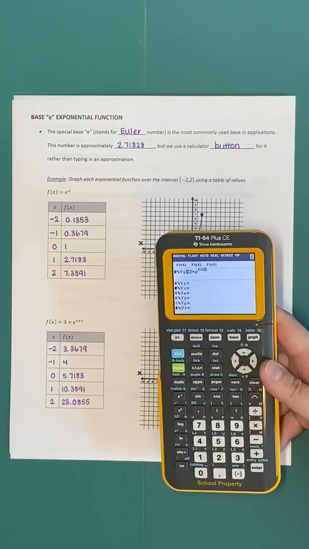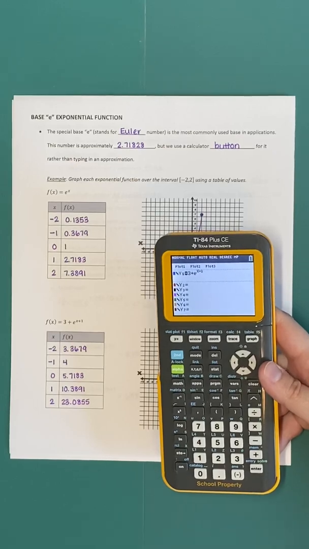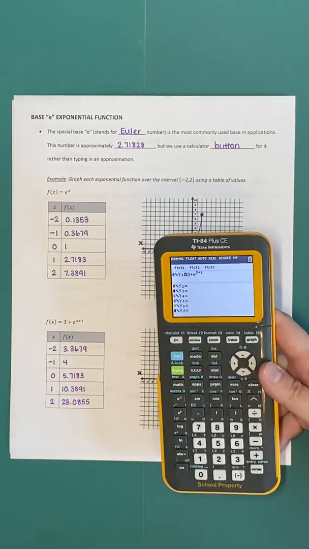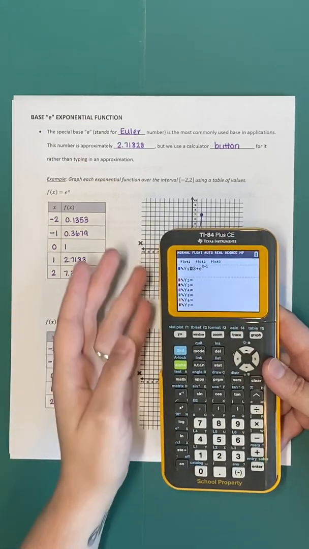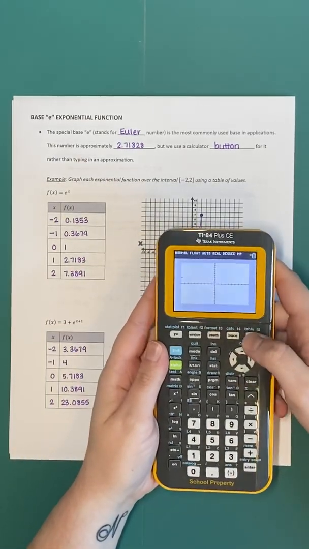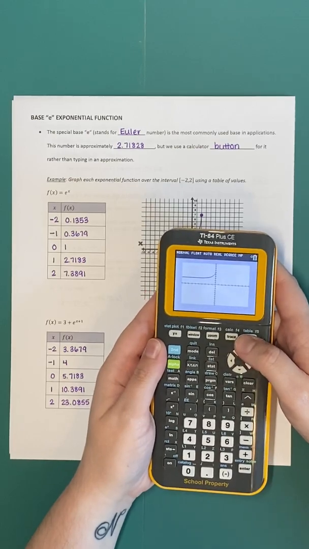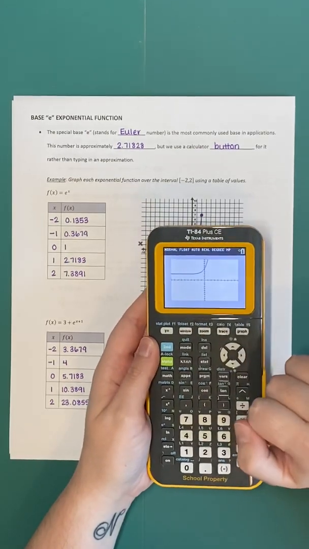So just play around with your calculator. Make sure you're getting the same graph that I'm getting for this one, and if you're not, it's probably an issue with parentheses and you want to go back and revisit that. So let's graph this one. There we go. We can definitely see the shift up.